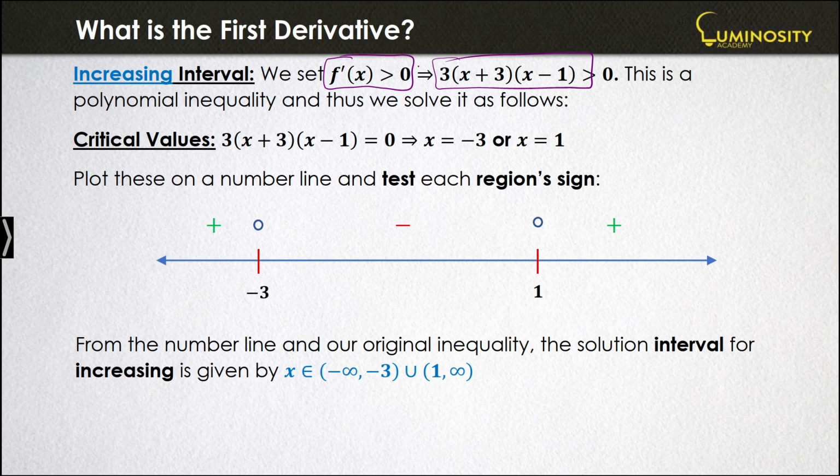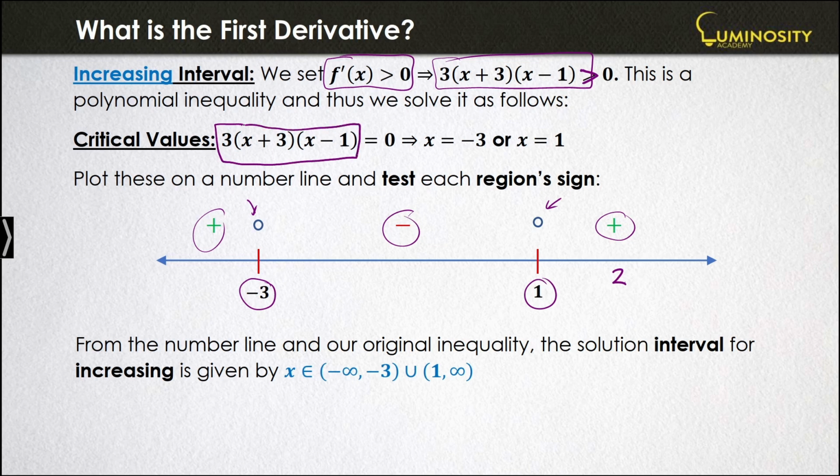So we find our critical values. That's when it's equal to 0. So basically our stationary points. We saw that was at negative 3 and 1. Now, because it's strictly greater than 0, I have open dots here on my number line. Then I test the sign in between each region. So if I take x equals 2, for example, and plug it back into this original inequality expression, I'll get a positive number. Same thing here. If I take 0, for example, and I plug it in here, I'll get a negative output. And then if I take something less than negative 3, like negative 4, I'll get a positive output.